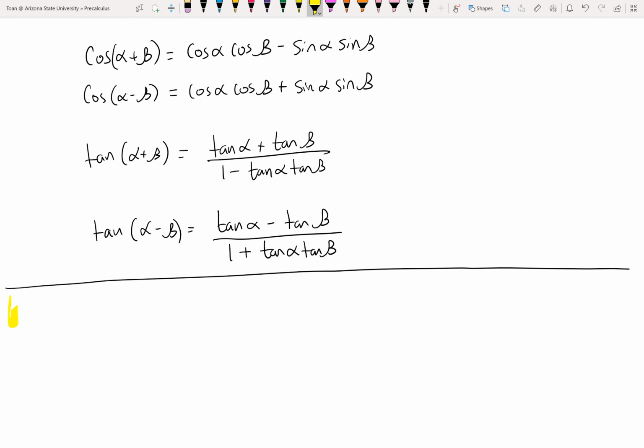And using them is very simple. You just basically follow the rules, follow the patterns. So let's take a look at an example here. What are some things I expect you guys to be able to do? Well, I expect you to find the exact values, to evaluate, right? Suppose I ask you to find the exact value of cosine of 75 degrees.